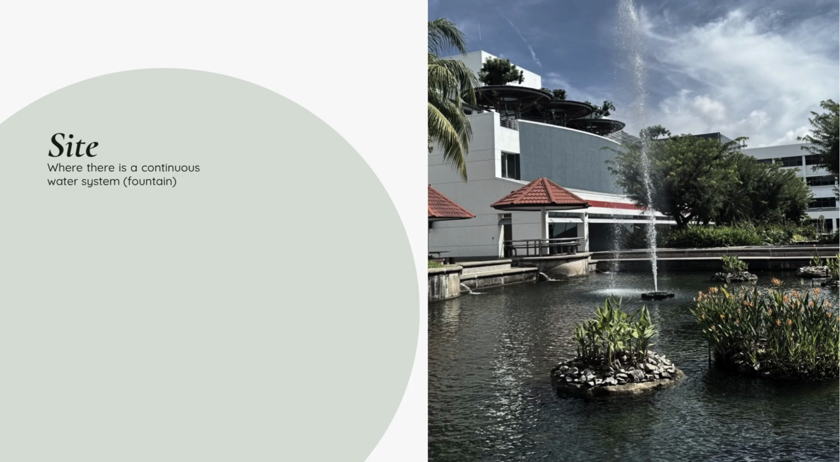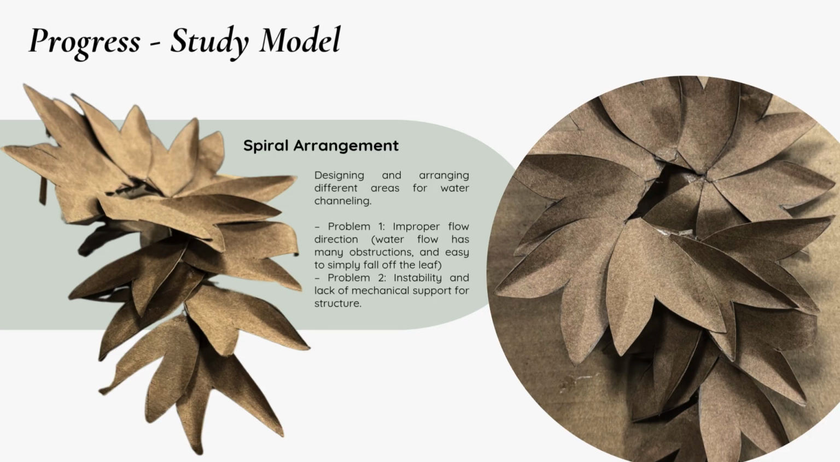This would be my site, where there is a continuous water system, which is the fountain. This is crucial in showing my genius of water drainage. When I first thought of my idea, I wanted to arrange the leaves that will further enhance this water drainage system into an architecture. However, I needed to find ways to ensure this pavilion has less obstruction and focus more on the stability of the pavilion.